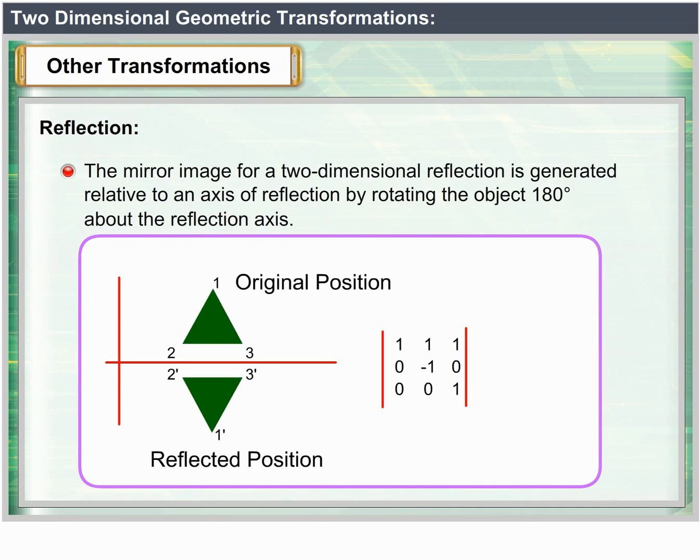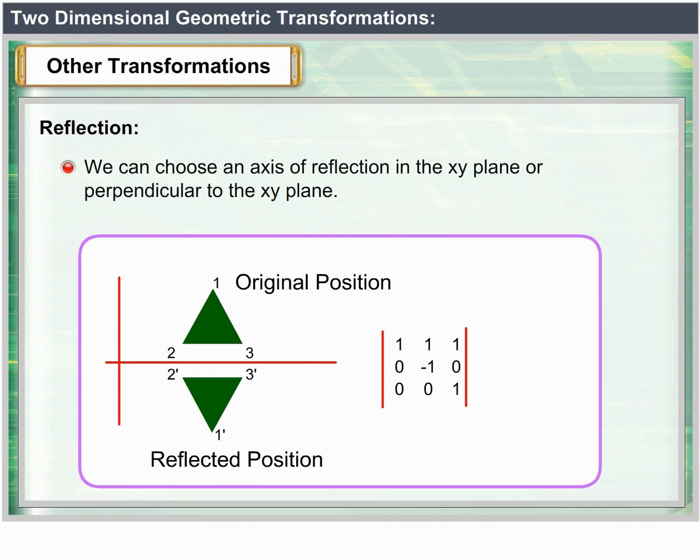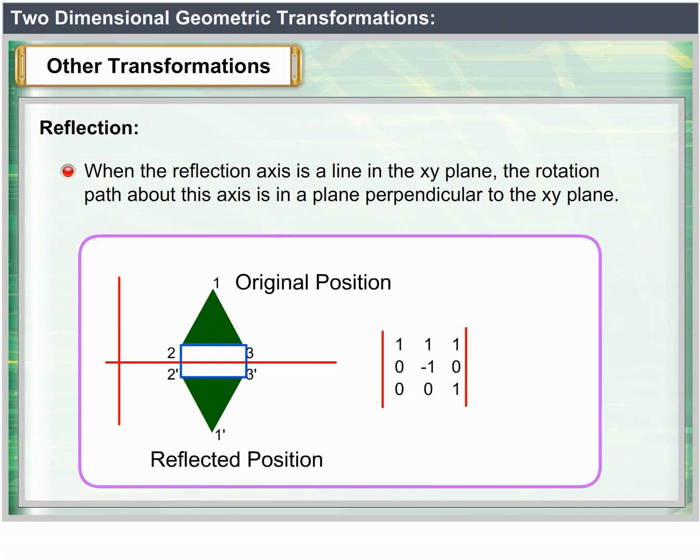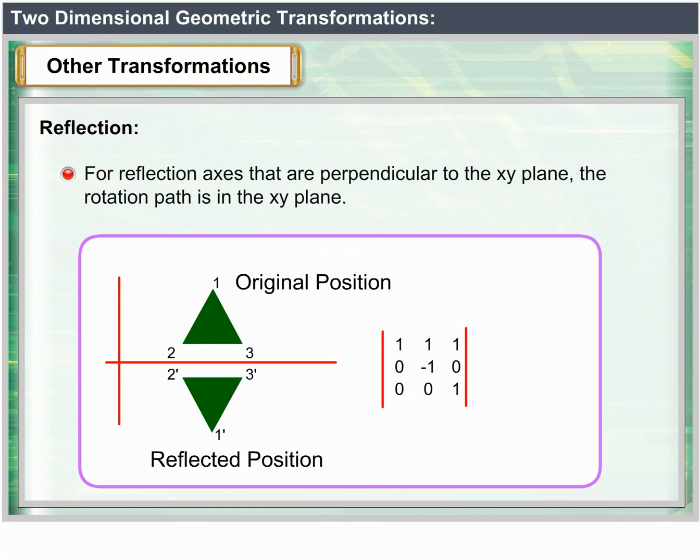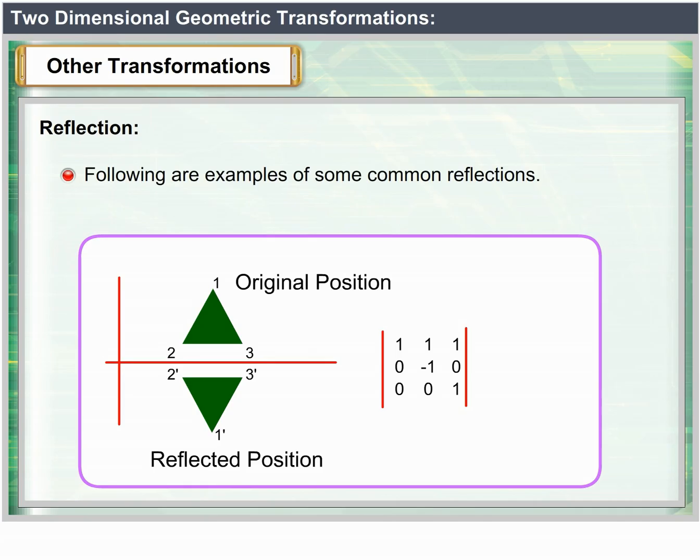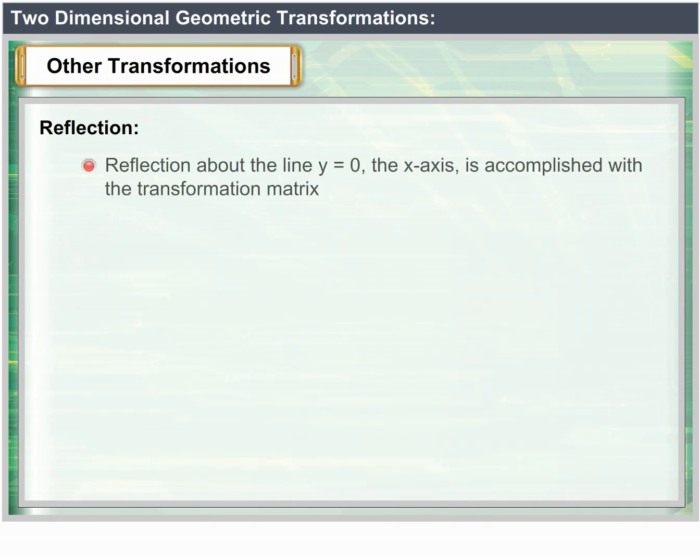The mirror image for a two-dimensional reflection is generated relative to an axis of reflection by rotating the object 180 degrees about the reflection axis. We can choose an axis of reflection in the xy plane or perpendicular to the xy plane. When the reflection axis is a line in the xy plane, the rotation path about this axis is in a plane perpendicular to the xy plane. For reflection axes that are perpendicular to the xy plane, the rotation path is in the xy plane. Following are examples of some common reflections.